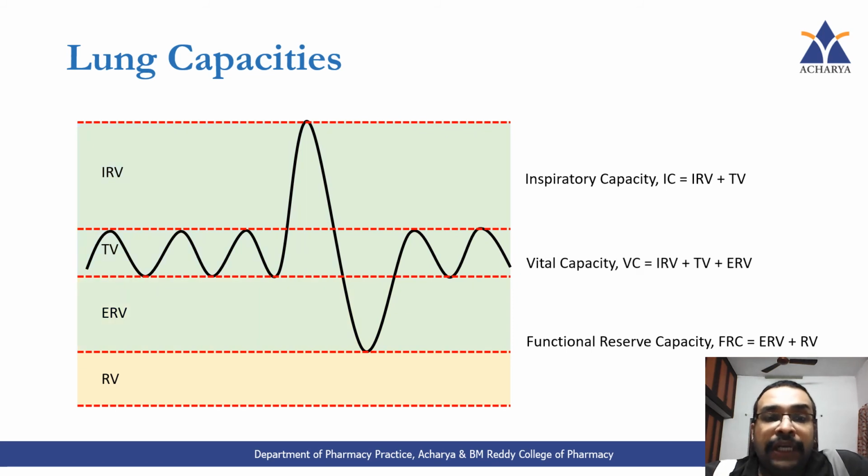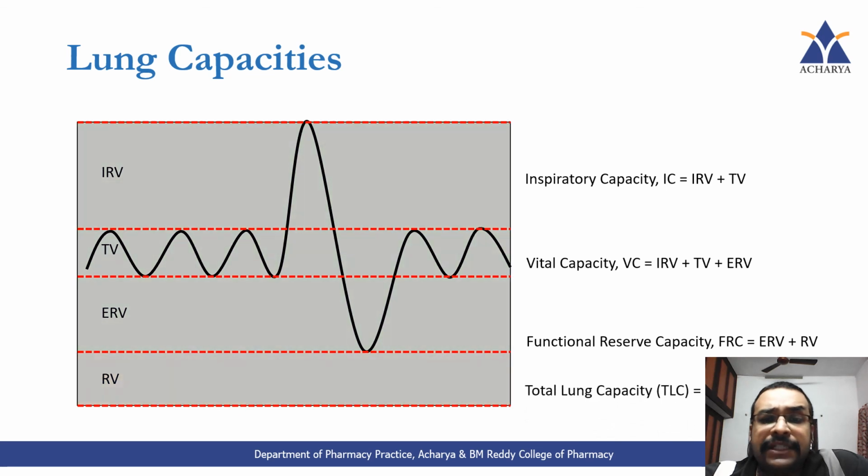Now, when you total the inspiratory reserve volume, the tidal volume, and the expiratory reserve volume, it comes to a capacity called vital capacity. Vital capacity is the amount of air that can be held by your lungs in a normal situation. So, this is the total amount of air that can be held by the lungs when you breathe completely in and breathe completely out. Vital capacity is a very important component, because it is the capacity that your lung has to breathe properly.